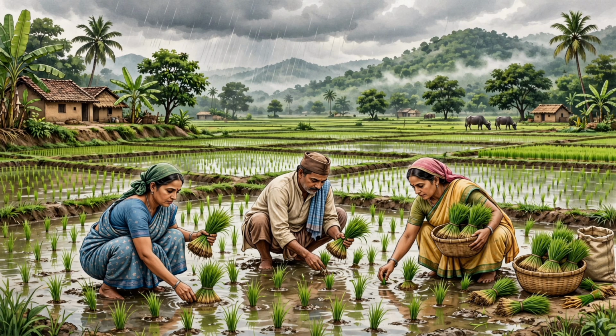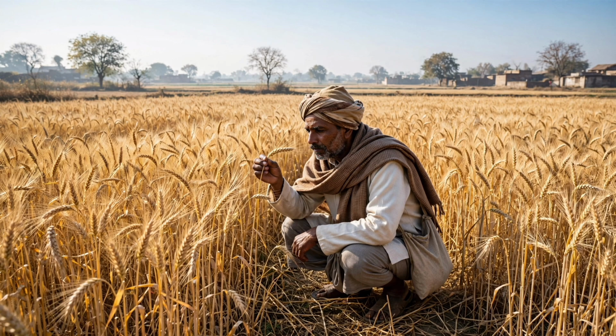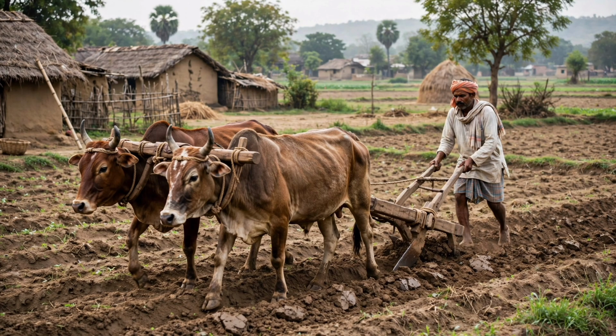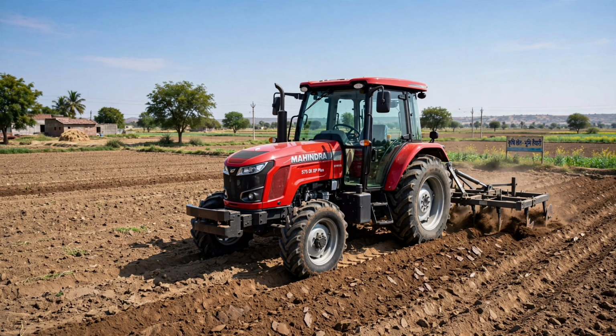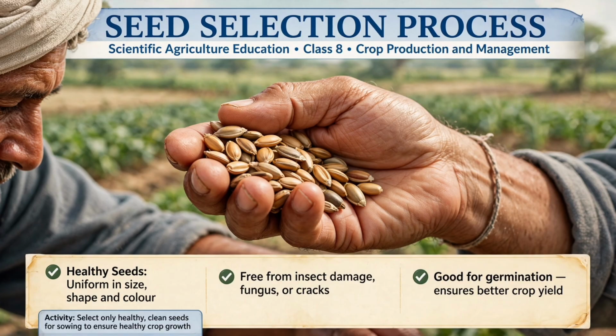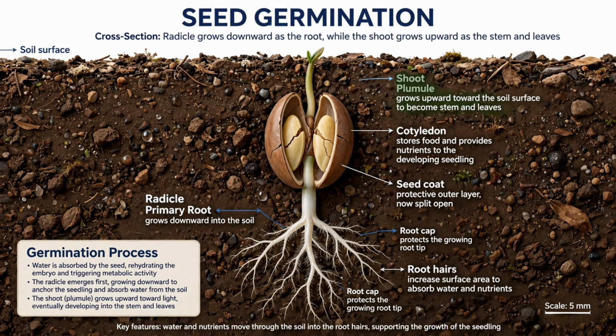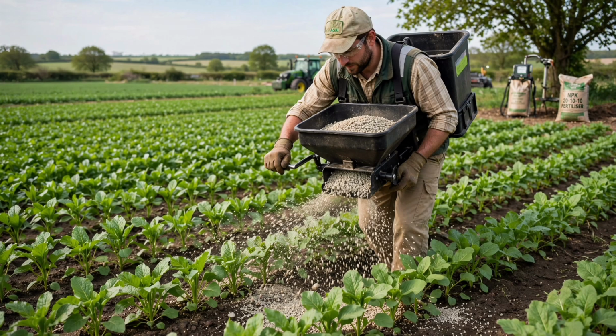Now we will discuss agricultural practices. Farmers follow a sequence of activities to grow crops successfully. These activities are called agricultural practices. The major agricultural practices are: first, preparation of soil; second, sowing; third, adding manure and fertilizers; fourth, irrigation; fifth, protection from weeds; sixth, harvesting; seventh, storage.